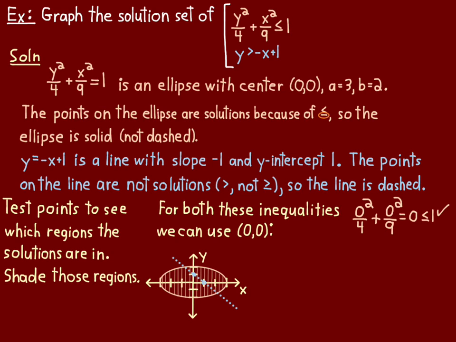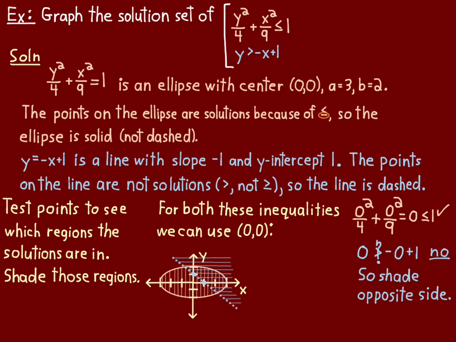And then for the line, I tried 0, 0 again. And the question is, is 0 greater than negative 0 plus 1? I'm just plugging 0 into this equation here. And that's false. So I have to shade the opposite side of the line from where the origin is. So that's over there. And then you take where they intersect, and that's the answer.